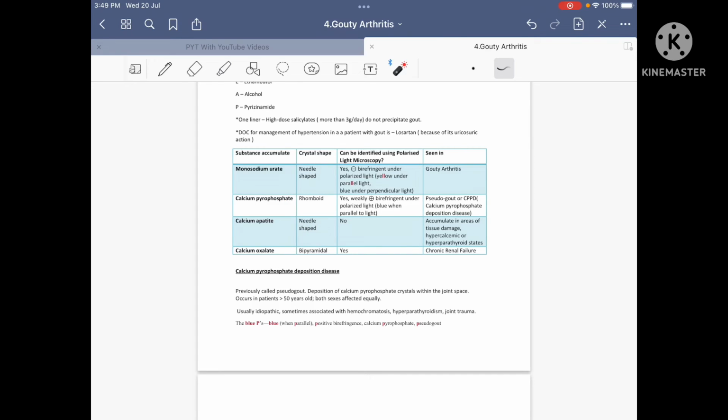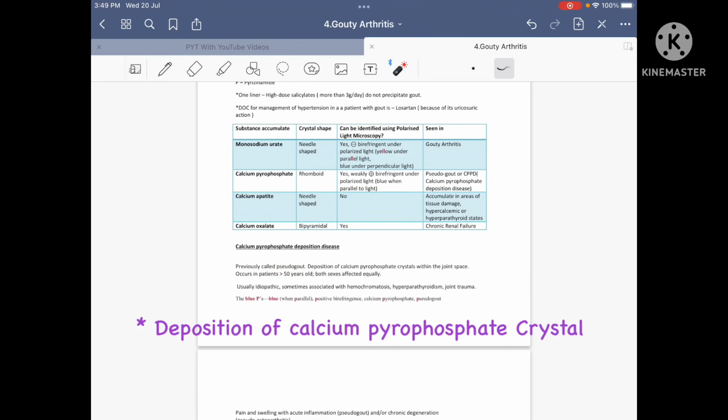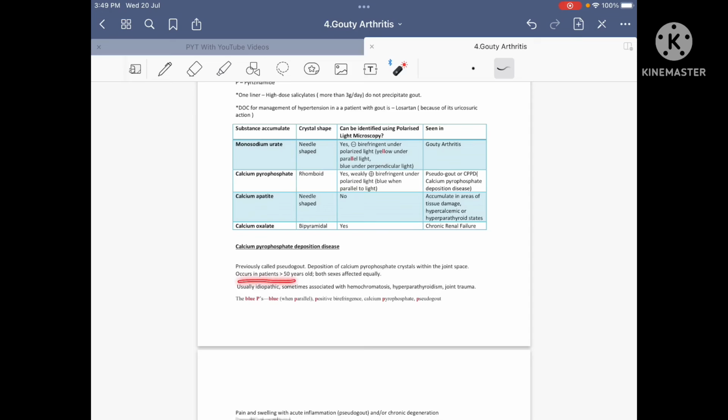Now come to calcium pyrophosphate deposition disease. It was previously called pseudogout. Calcium pyrophosphate crystals within the joint space. Patient will be more than 50 and both sexes are affected equally, and it is usually idiopathic, sometimes may be associated with hemochromatosis, hyperparathyroidism and joint trauma. The mnemonic here is BP: blue when parallel, positive birefringence, calcium pyrophosphate and pseudogout.